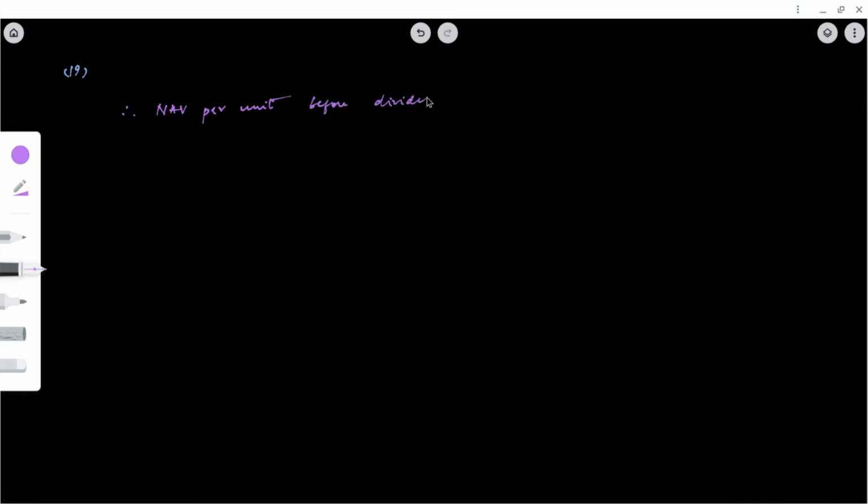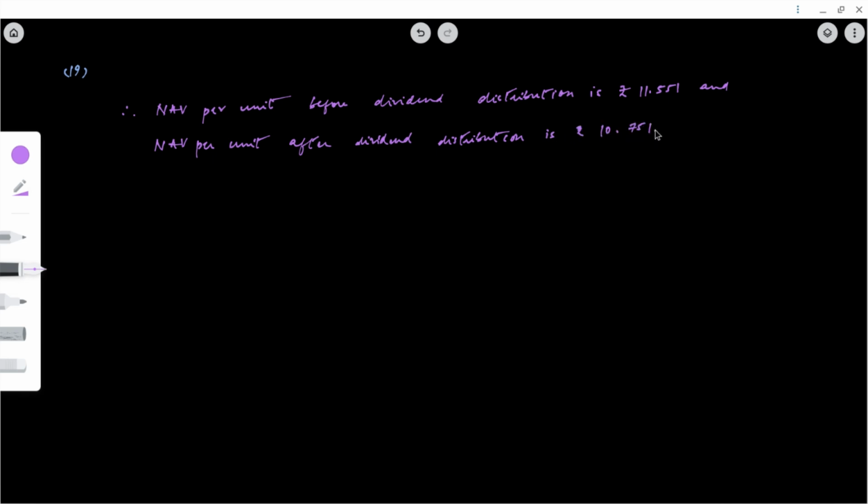Therefore, NAV per unit before dividend distribution is rupees 11.551, and NAV per unit after dividend distribution is rupees 10.751. So this is the solution.